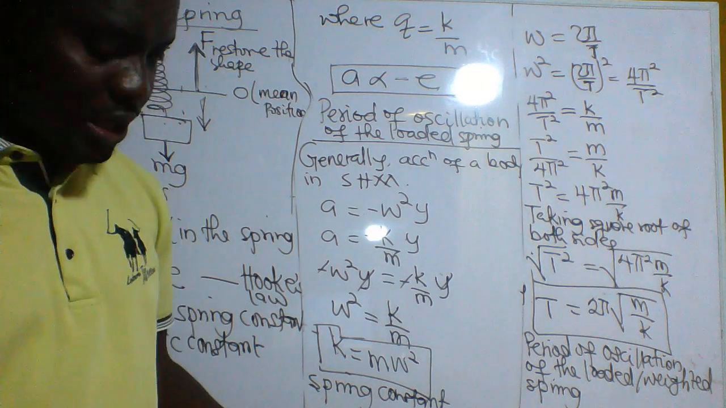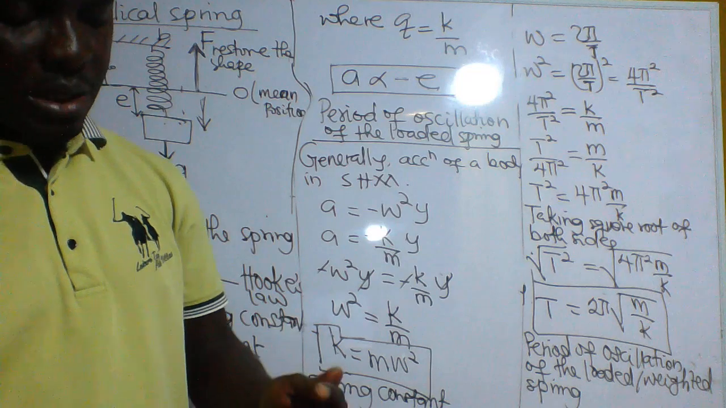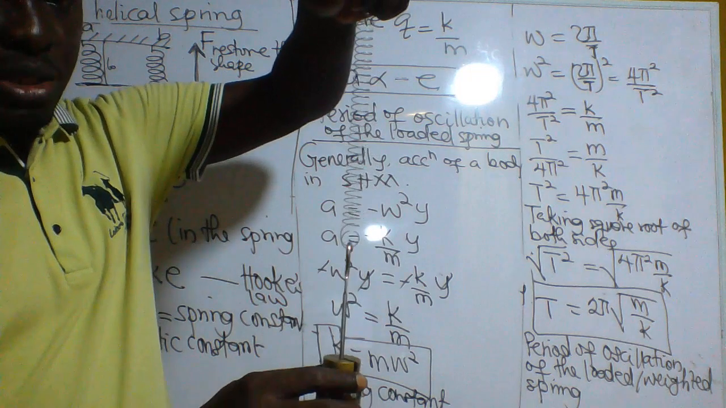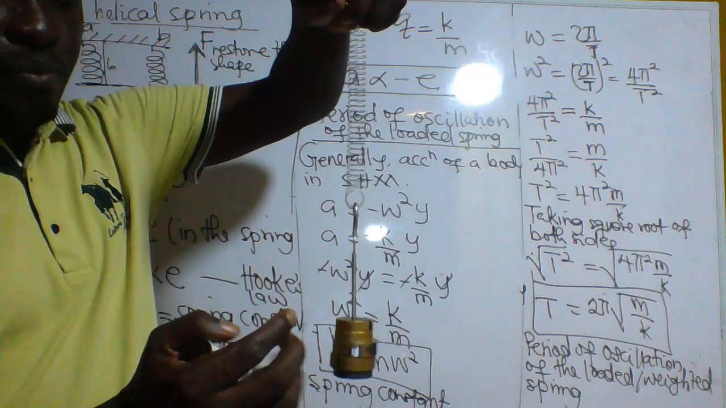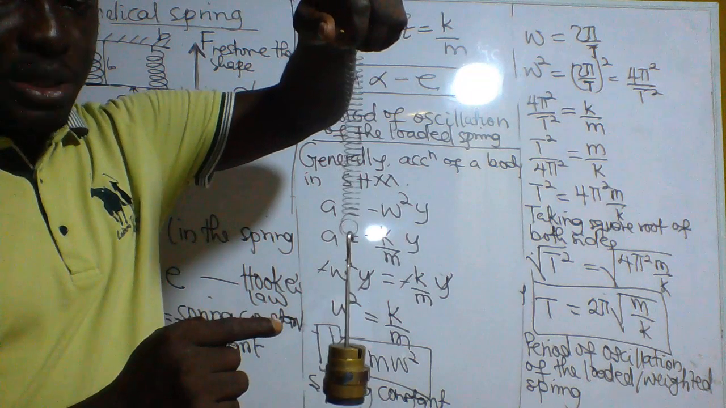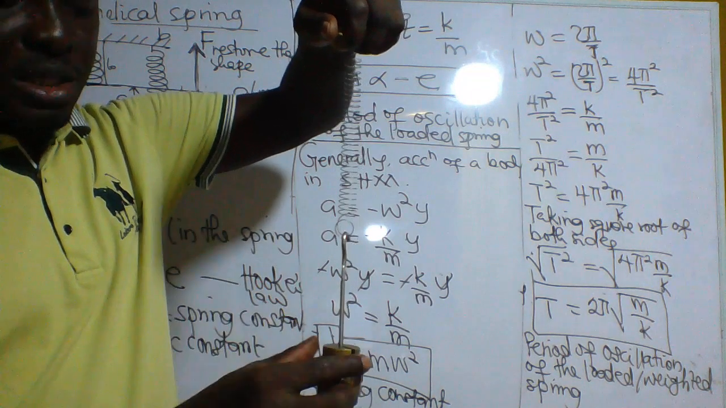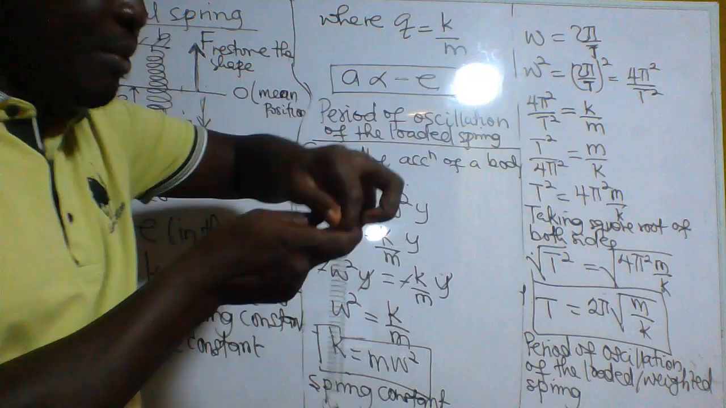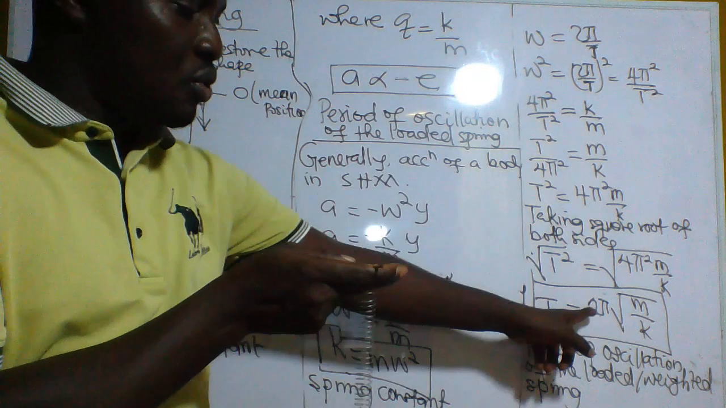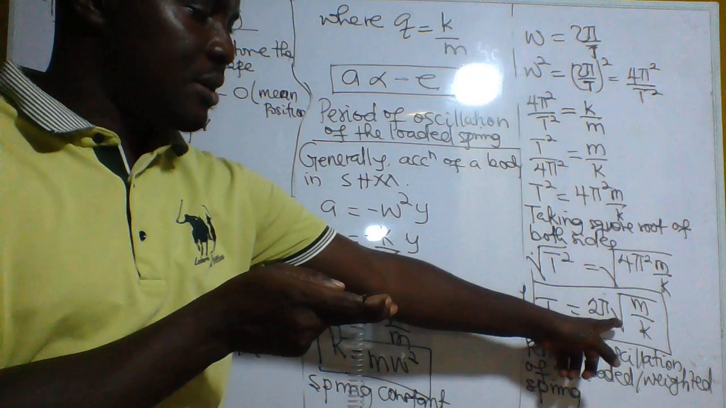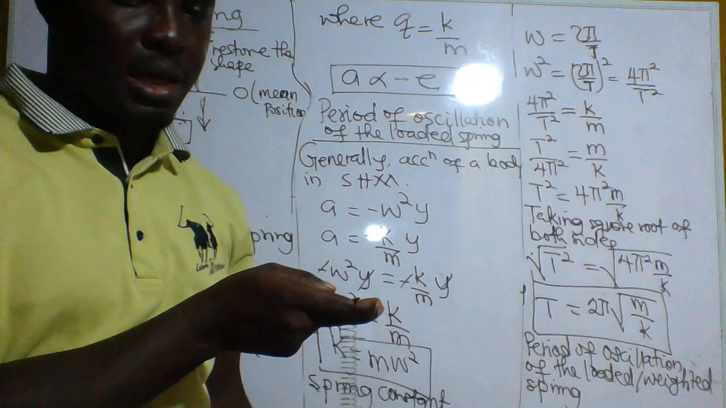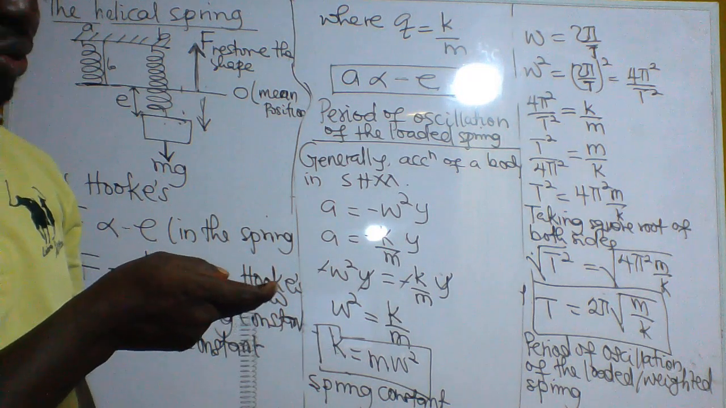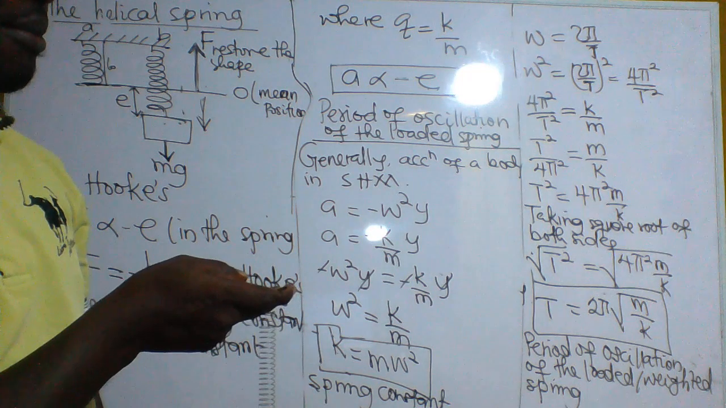You see, when we compare this, what we mean is that if we attach the load to the object and cause it to oscillate, the time for a complete oscillation of this mass is given by 2 pi times the square root of the mass over k. 2 pi times the square root of m over k.